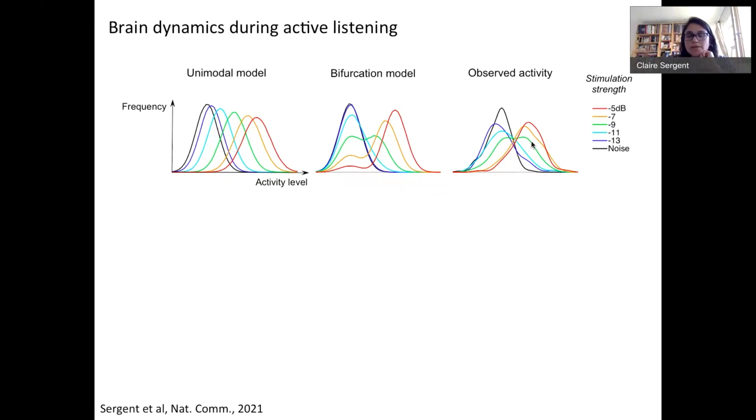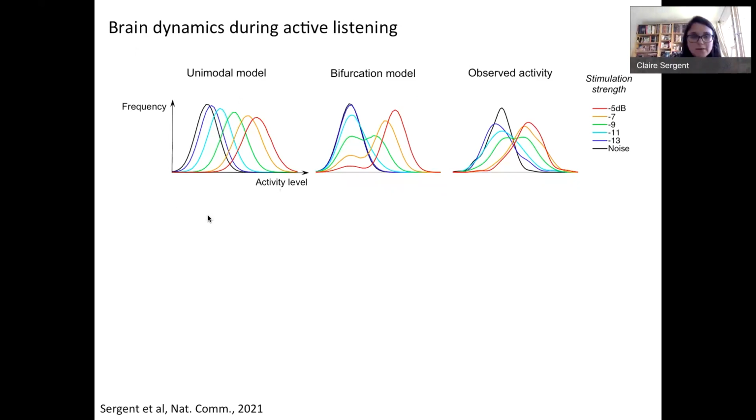Okay, so in the end, we can then use activations recorded at each trial. We use the trial by trial MVPA activation for each time sample around the presentation of the stimulus. We use these trial by trial activations, and we try to fit either our bifurcation model or our unimodal model to see which of these two explains the data best at this time point.